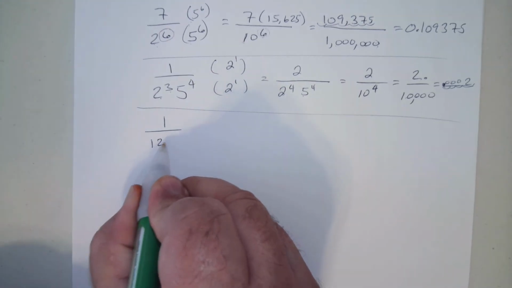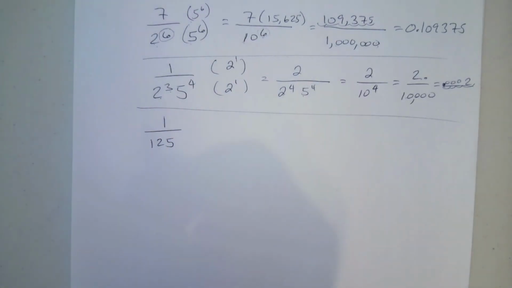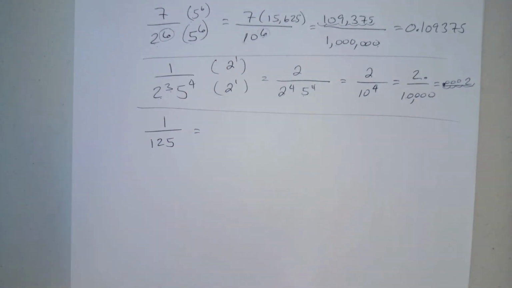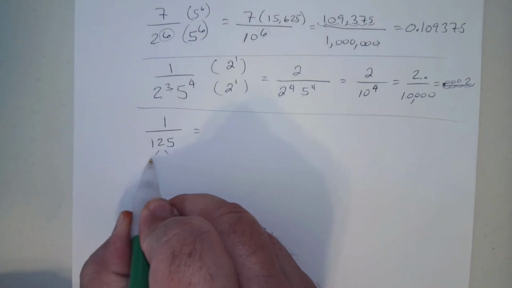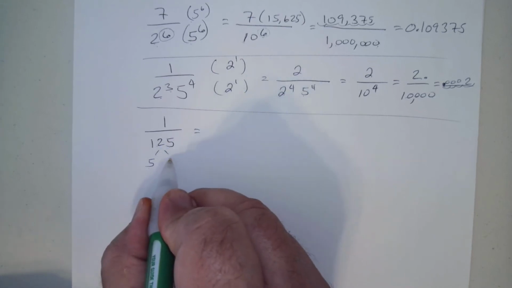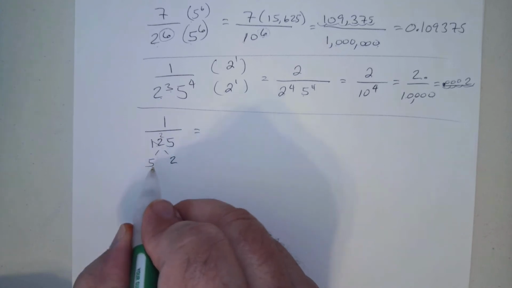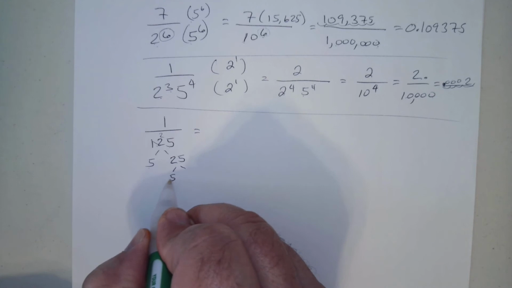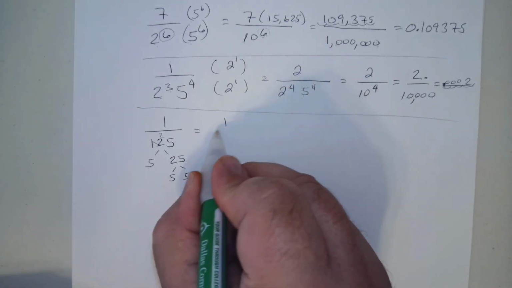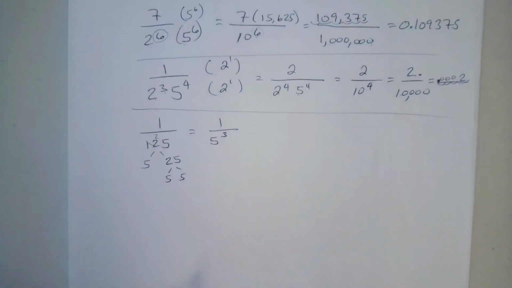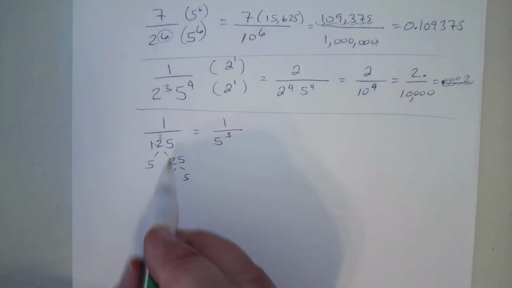So if we had a number like this, 1 over 125. The first thing we have to do is factor out the bottom. So we know it's factored out of 5. 5 goes into 12 twice, with 2 left over. 5 goes into 25, 5. So we have 1 over 5 cubed. So that's what that equals.